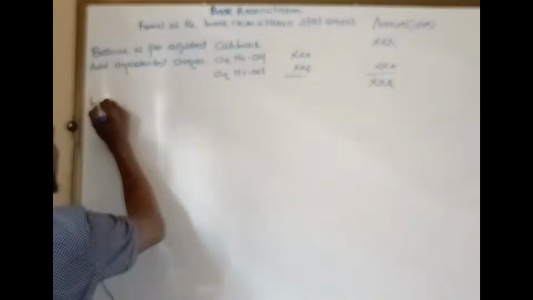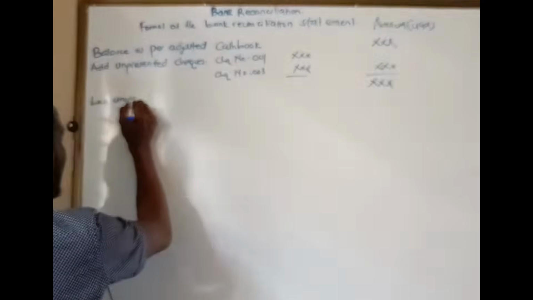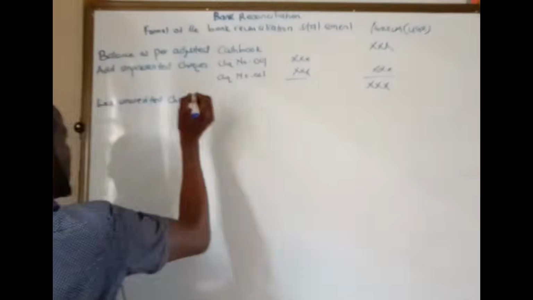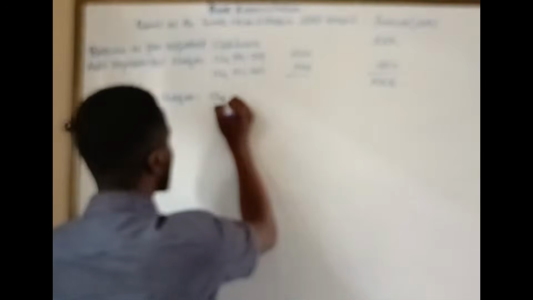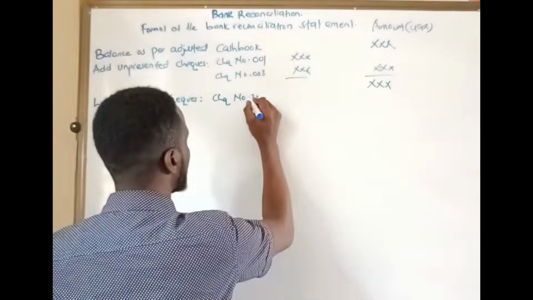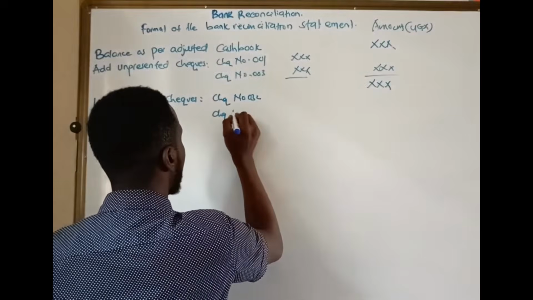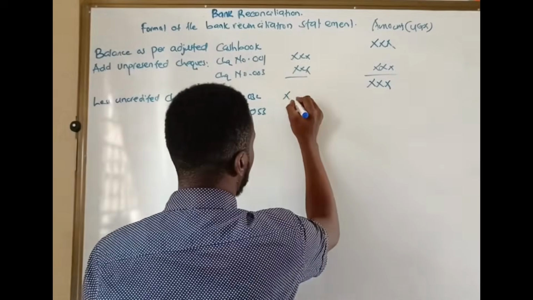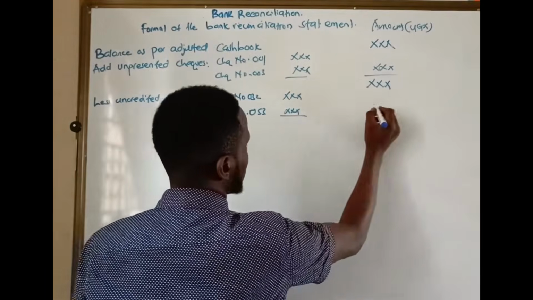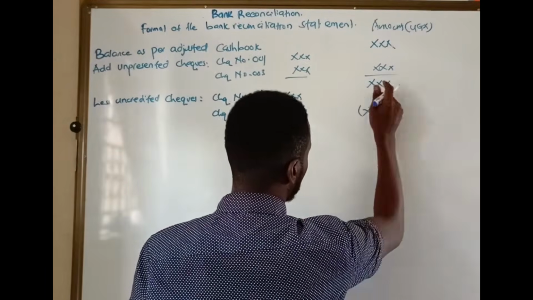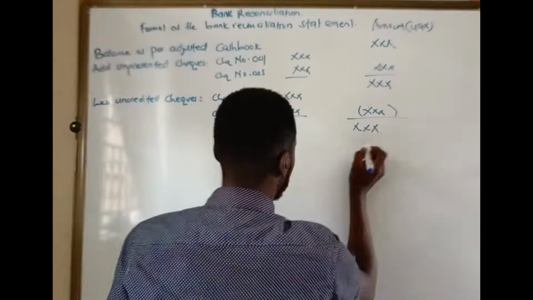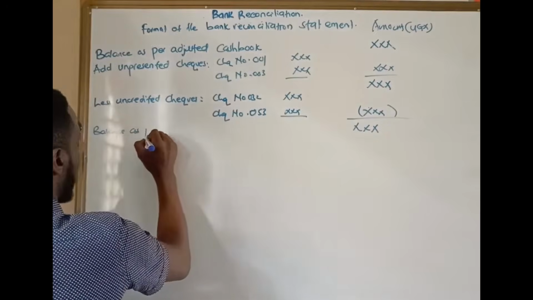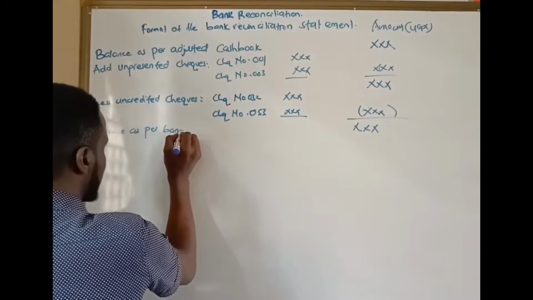Then, you less uncredited checks. Now, uncredited checks, these are checks that are, let me say they are check number 032, and check number 053. So we show the amount here. So we have a total amount here. We subtract it off here. And this one, we shall get balance as per bank statement.